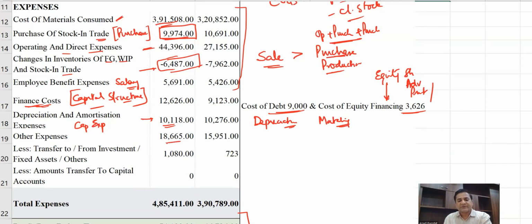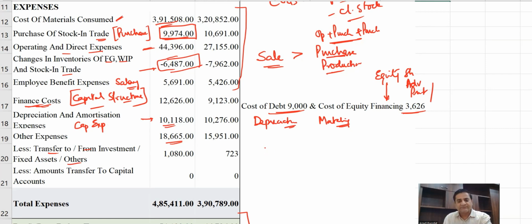Then you have some other expenses, miscellaneous expenses. Again, you have transfers to or from investments and fixed asset. Now, what is this transfer to or from the investments or fixed asset? Say, for example, what happens?